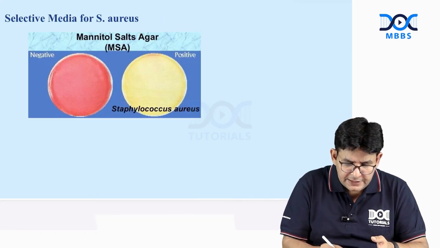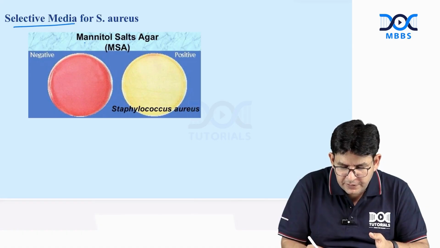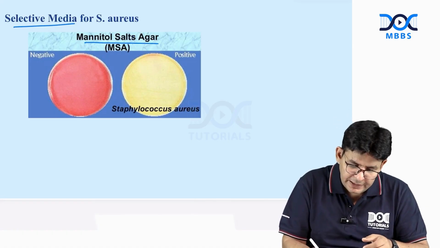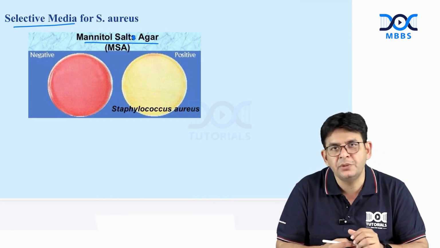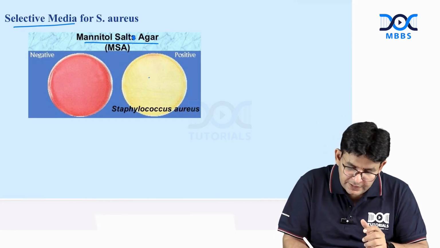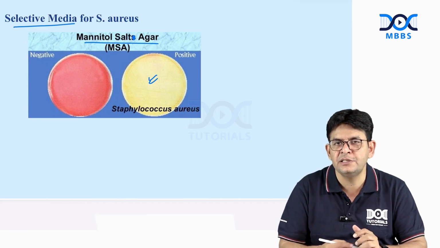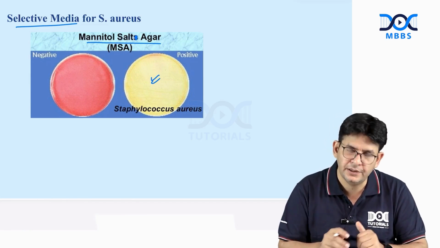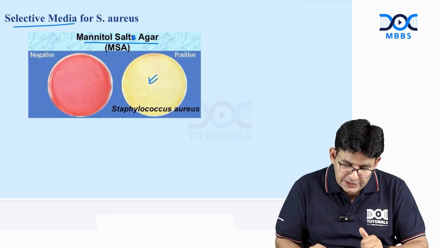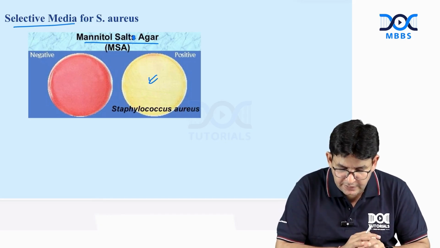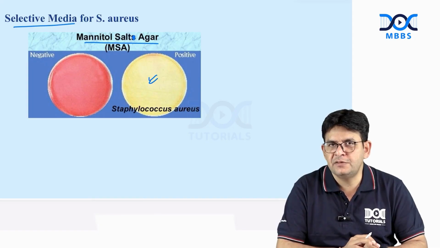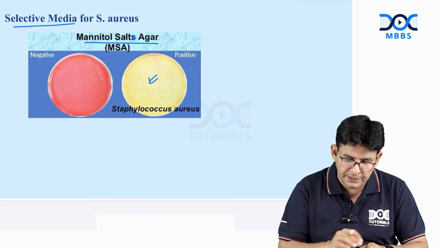And this is the selective media which we have talked about, mannitol salt agar. Mannitol salt agar is pink and changes to yellow. This also I told you. When it is positive for Staph aureus, it changes the media into what? Yellow. So these are the various pictures of Staph aureus which you need to remember.